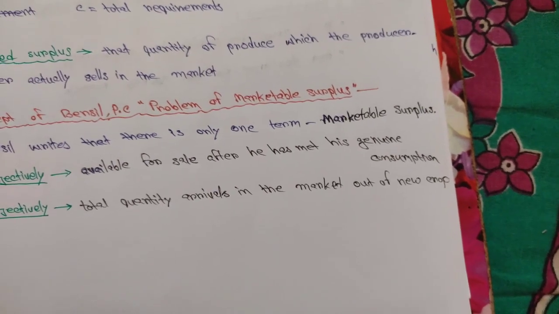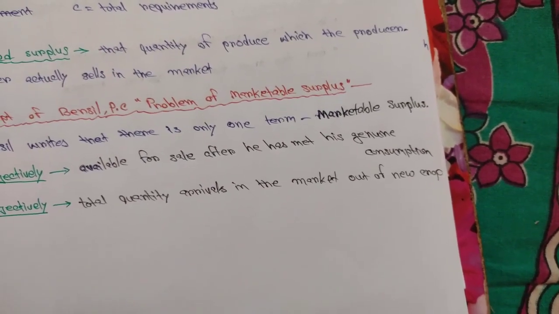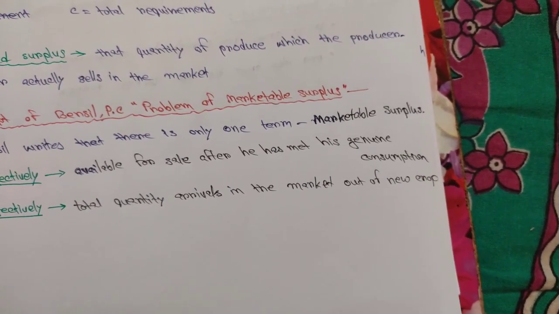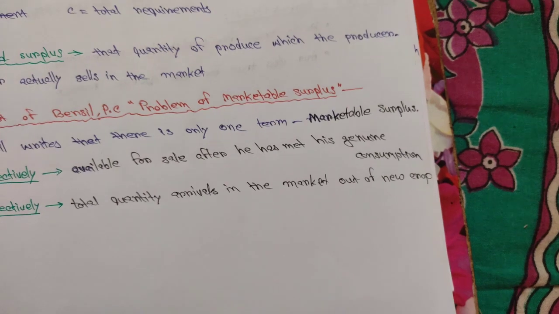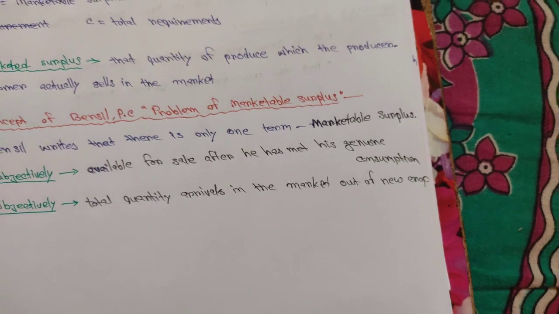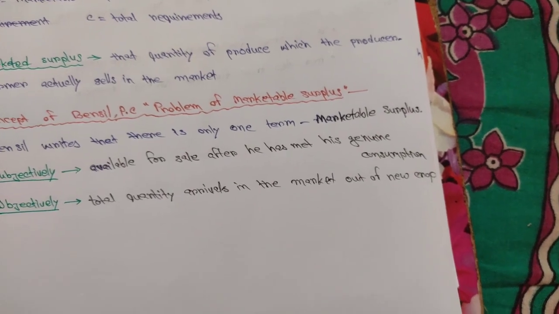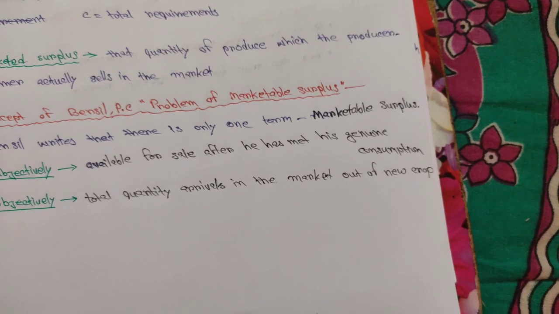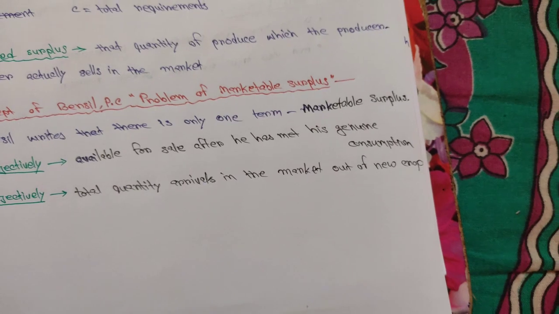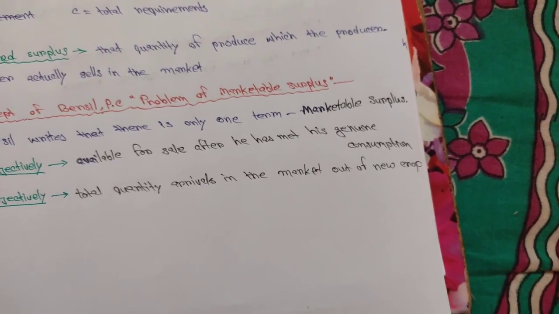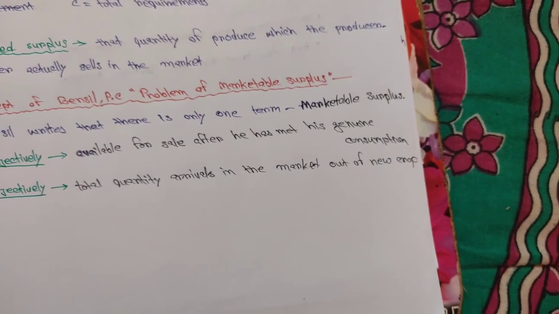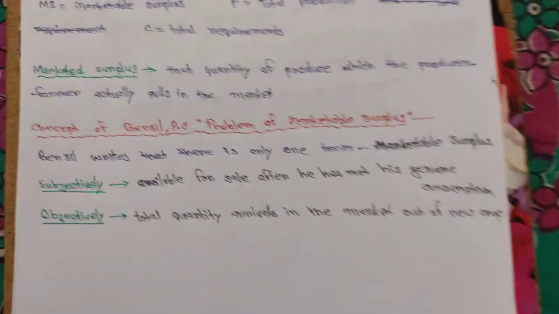Whatever he requires, his total requirement for consumption, for seed, for labor, for cattle, for social and other works, total payments, all are summed together, and when it is subtracted from the total production, then it is called the subjective concept of marketable surplus according to Bensil. And the objective concept is the total quantity that arrives in the market of the new crop. Whatever quantity arrives in the market for selling is the objective concept of Bensil of marketable surplus.